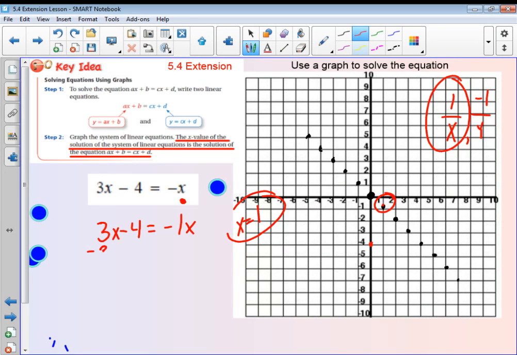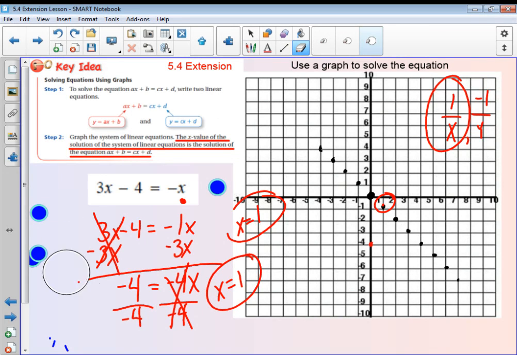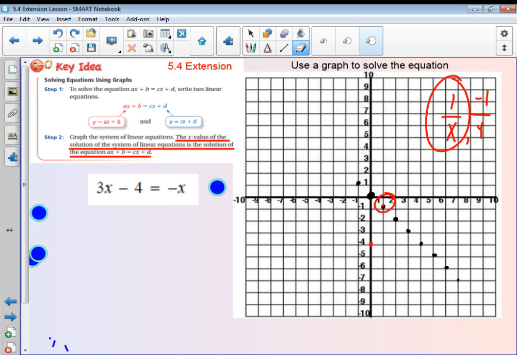go ahead and get rid of this 3x by subtracting. We're doing a negative 3x. I get negative 4 equals negative 4x. Divide by negative 4. Negative 4 divided by negative 4 still gives me x equals 1. Okay, to me, algebraically solving it is faster than graphing it, but that's because I'm comfortable with solving it with algebra. Some people are not. They would prefer to see the visual just to get their confidence.